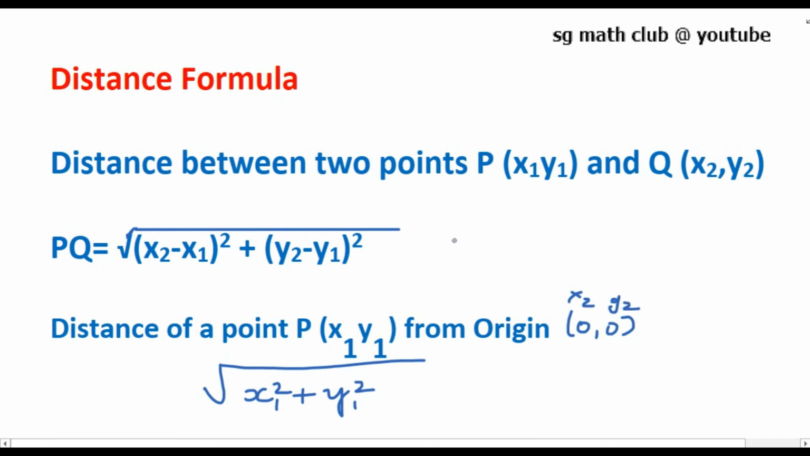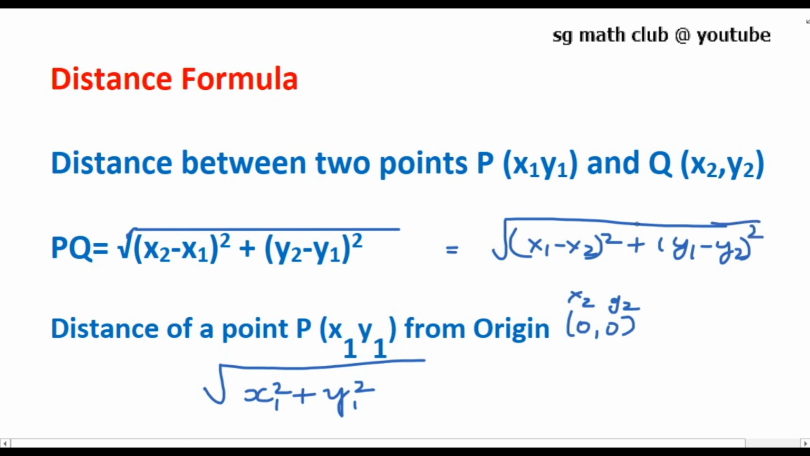We can even write this formula as x1 minus x2 the whole square plus y1 minus y2 the whole square. This will not change your answer, since sometimes we may get a negative value, but if you take the square it will be positive. So this will not make any change. The same formula you can write like this also. So the distance between two points is given by square root of x2 minus x1 the whole square plus y2 minus y1 the whole square.